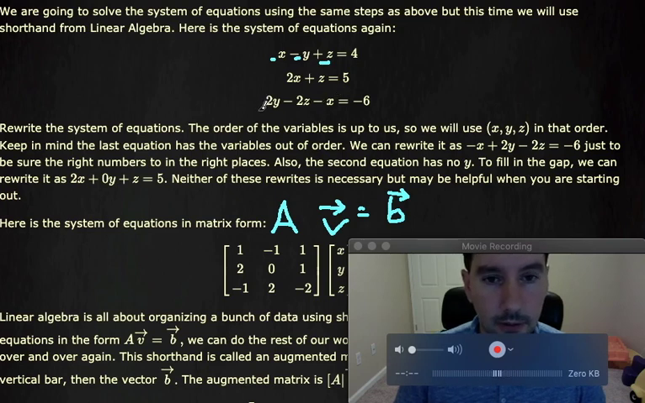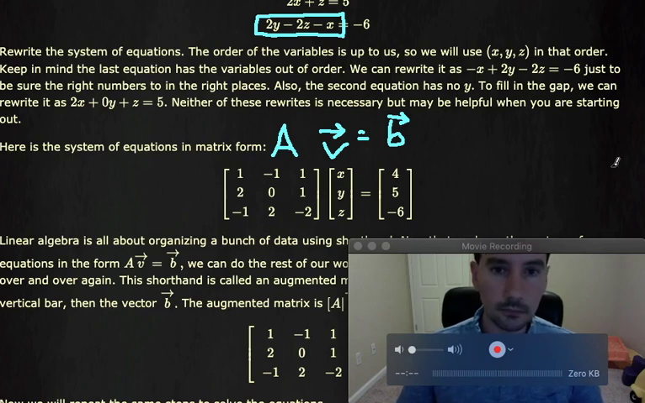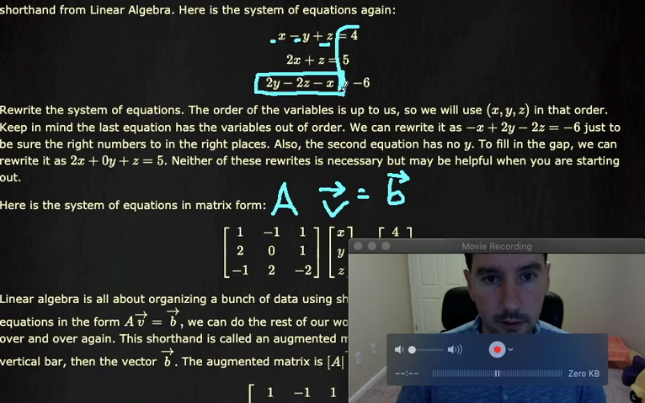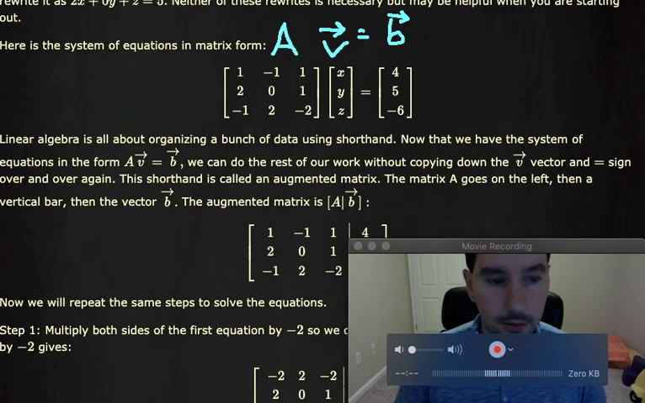And for the last one, we've got to be careful. We can't put in 2, negative 1 into the matrix because the variables are out of order. So it's a 2y, negative 2z, and negative 1x. And since x comes first in our V vector, we need to put the x coefficient first. So it's negative 1, 2, negative 2. Then V has our x, y, z, and B is the solutions in the same order as the equations. So we have 4, 5, negative 6 for our B vector. So this is what we want to solve.